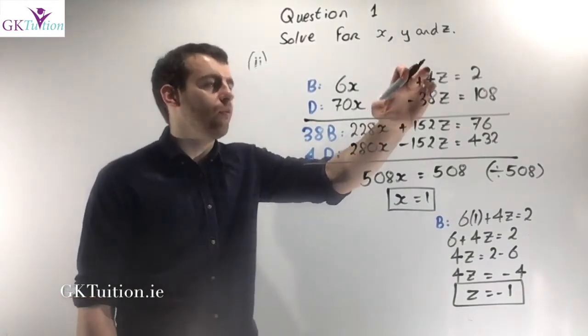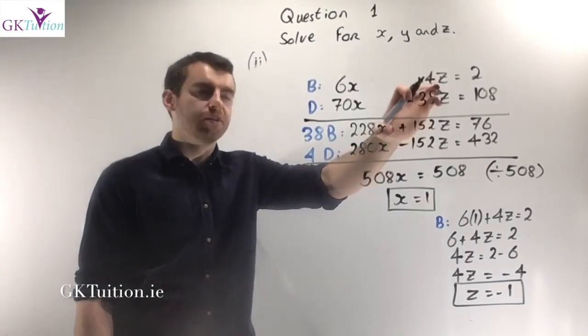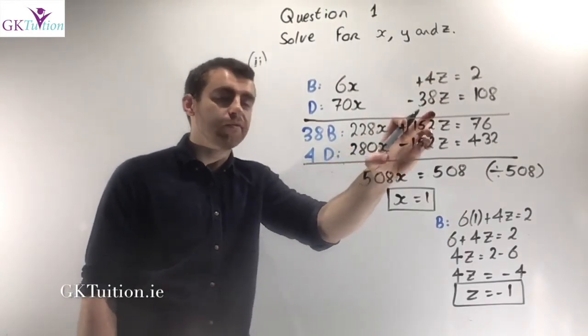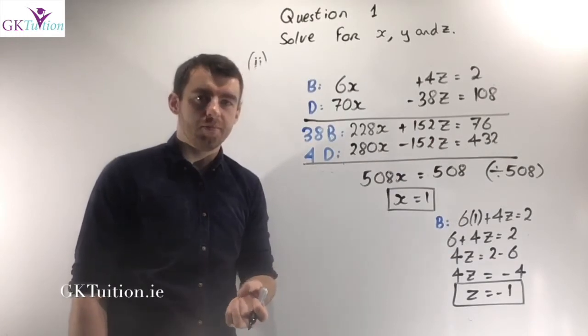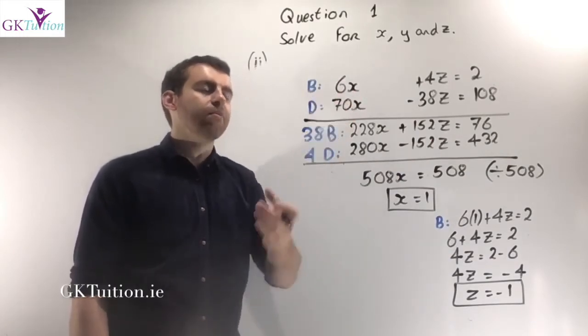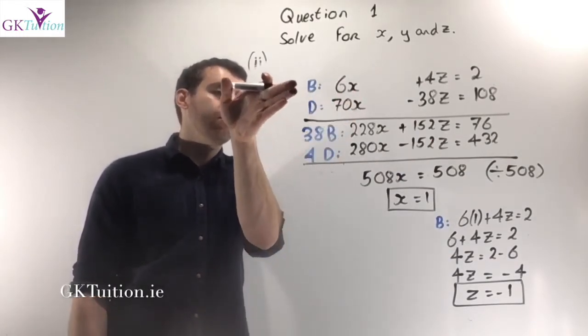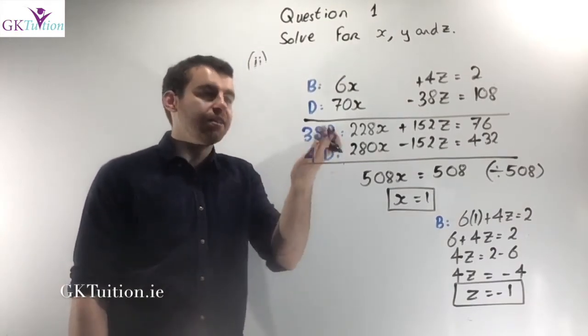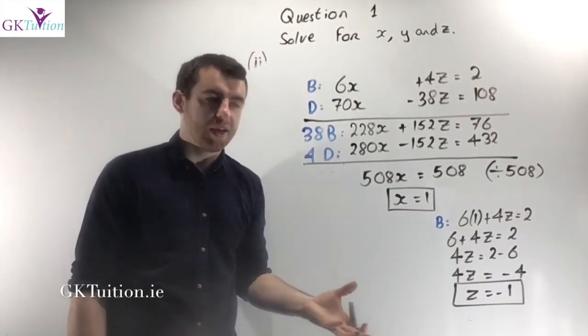Essentially so that I've got 4 times 38, and that'll be the coefficient of z on the top, and I've 38 times 4, that'll be the coefficient of z on the bottom. So that's a handy way. Like, to get rid of my x's, I could have simply multiplied B by 70 and D by 6. 70 by 6 and 6 by 70 are the same thing.